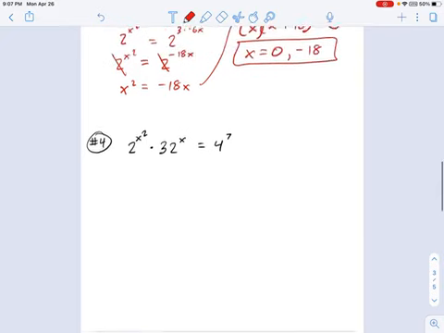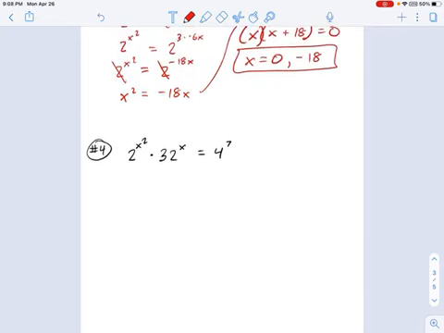Another example. Again, the bases look like they're not equal, but if you look at it for a moment, you can see there are 2's floating all over the place in here because 32 is just 2 to the 5th power. 4 is just 2 squared. So let's rewrite this using some of those. I'm going to say 2 to the x squared times, in parentheses, 2 to the 5th, but that's raised to the x. And then over here, I've got 2 squared raised to the 7th power.